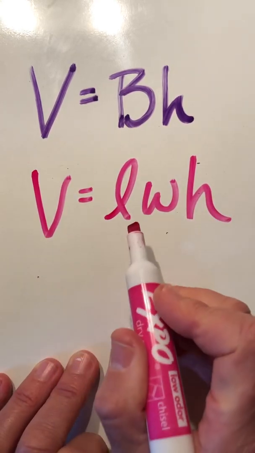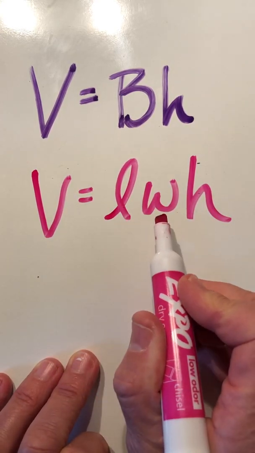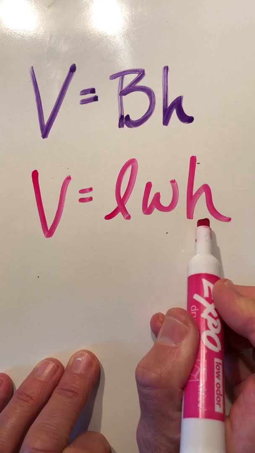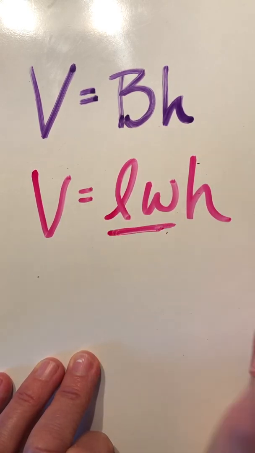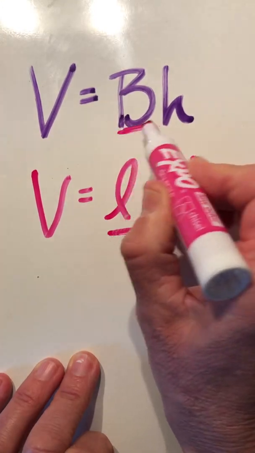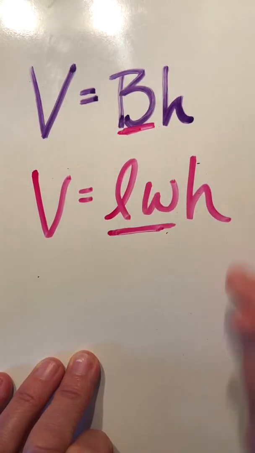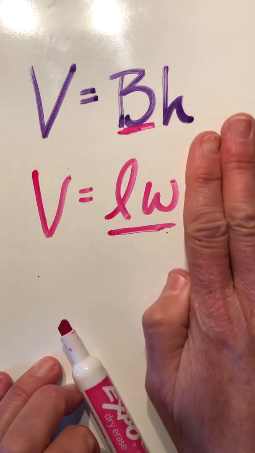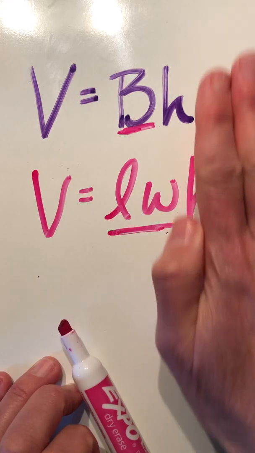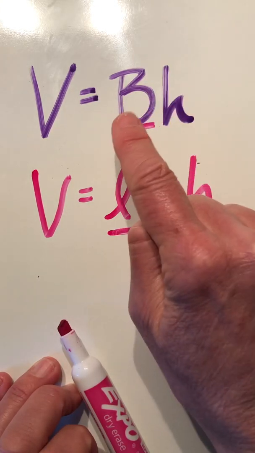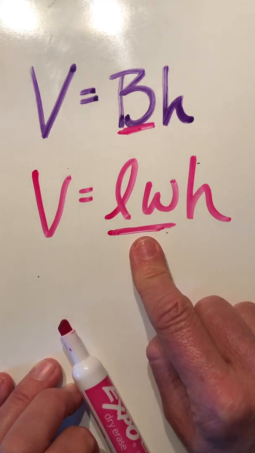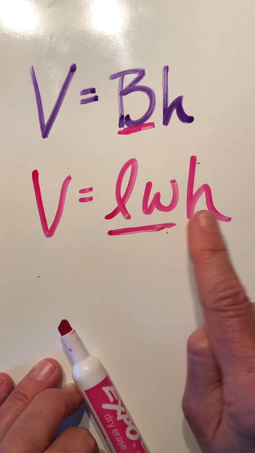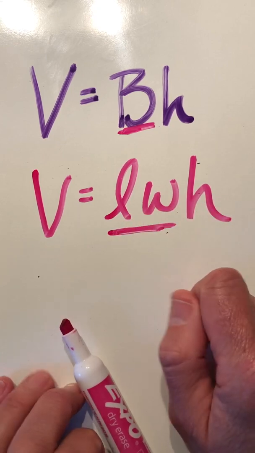So volume equals length times width times height. See this LW part right there? That actually is the area of the base, right? It's a rectangle. When I cover up that height, that big B right here, area of the base is the length times the width. So that's where this formula came from.